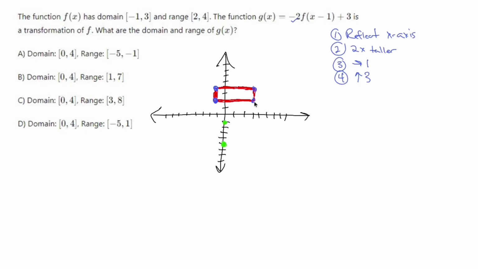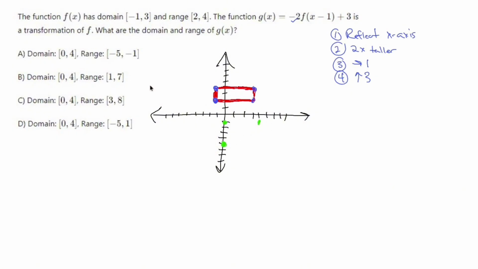Let's do it again for this point here. Reflect it over the x-axis, 1, 2, 1, 2. So now you live at 3, -2. Make it 2 times taller, making it live at 3, -4. Move it right 1, move it up 1, 2, 3, and now you live at 4, -1.